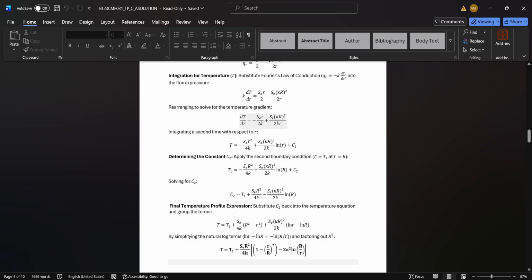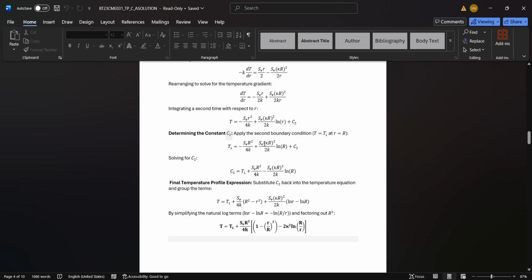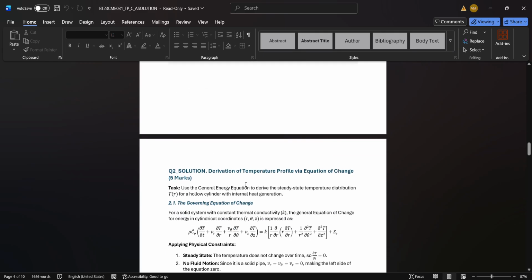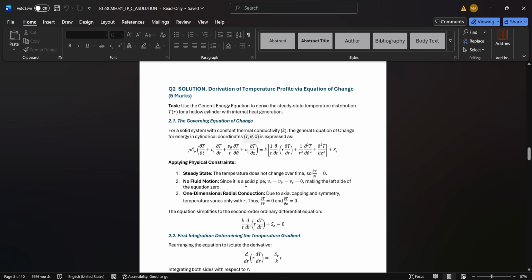Then rearranging for the temperature gradient, we got this equation, and integrating a second time with respect to r, we get this equation, where constant C2 is additional. So we need to determine constant C2 by applying the second boundary condition, that is at T equal to T1, r equal to capital R, and we got C2 as this. Then substituting C2 in this equation, we got the profile equation for T. Now this was for the shell balance approach.